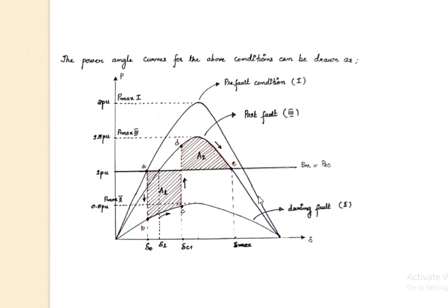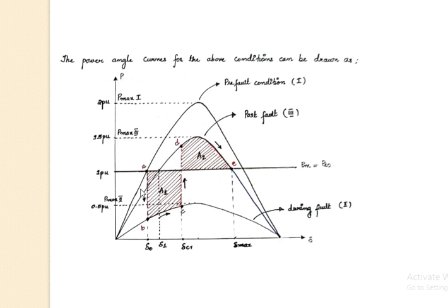Before proceeding with the problem, we need to draw the power angle curve for the three different cases: the pre-fault condition, the post-fault condition, and the during-fault condition. Now we draw these power angle curves for the three cases. For that, what was our y-axis? Our y-axis is electrical power, and our x-axis is delta. This variation of delta is the same for all three cases because delta can be varied from 0 to 180 degrees.